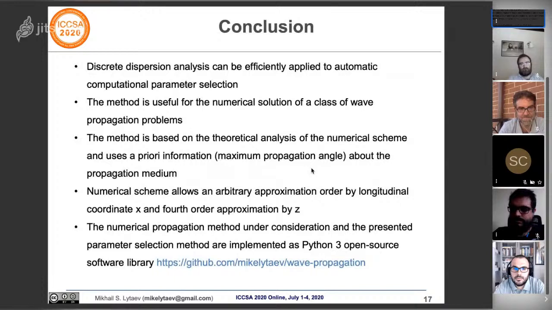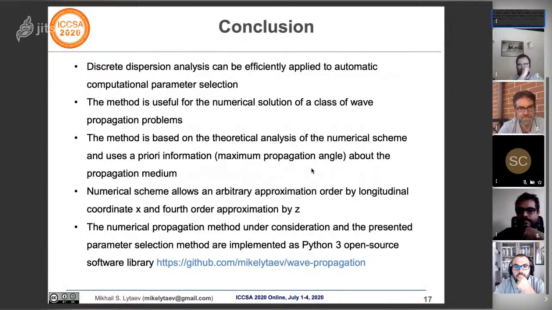And some conclusions. Discrete dispersion analysis can be efficiently applied to automatic computational parameter selection. The method is useful for the numerical solution of a class of propagation problems. The method is based on the theoretical analysis of the numerical scheme and uses a priori information about the propagation medium, such as the maximum propagation angle. The numerical scheme allows an arbitrary approximation order for both coordinates.